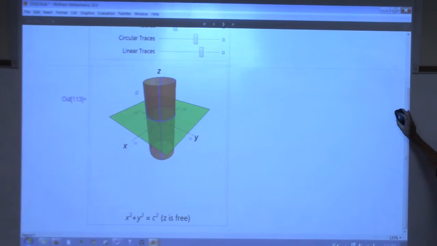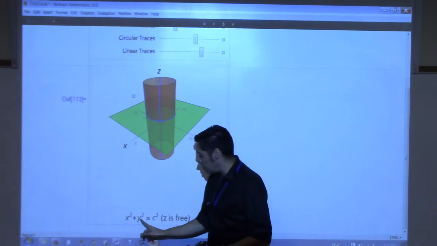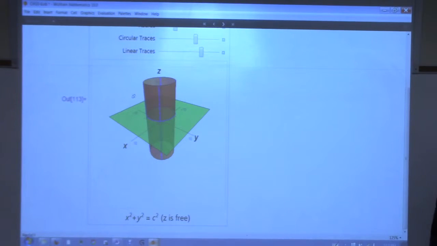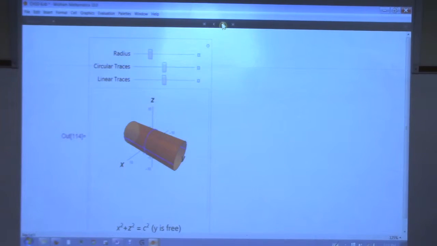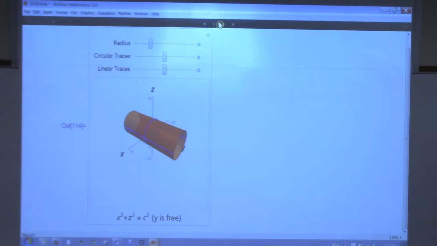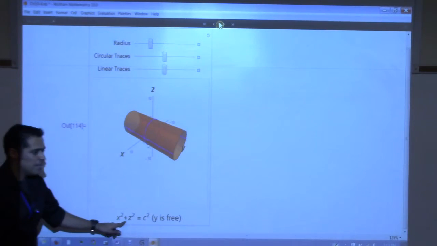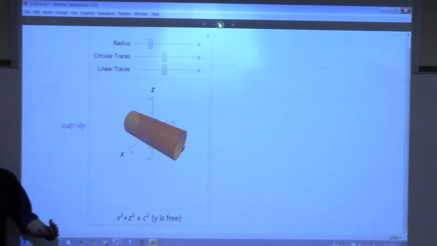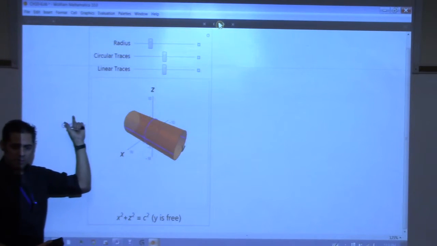Is there anything stopping me from changing this variable, make it x squared plus z squared equals c squared, and let the y be free? How would that change the picture? Yeah, if I use x and z here equals a number squared, that's going to let y be free, which means that the cylinder is going to open out the y-axis. Make sense?